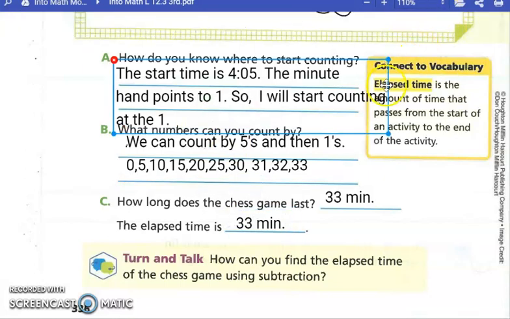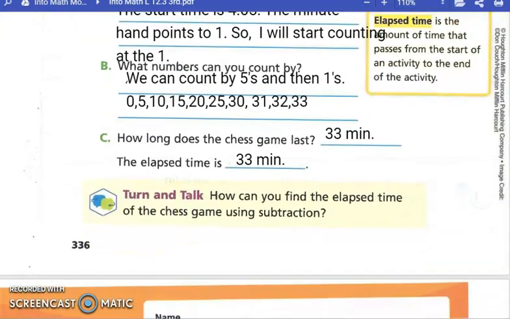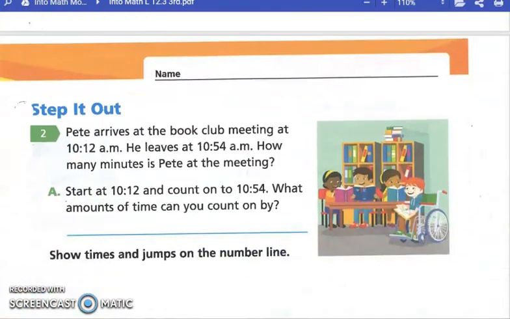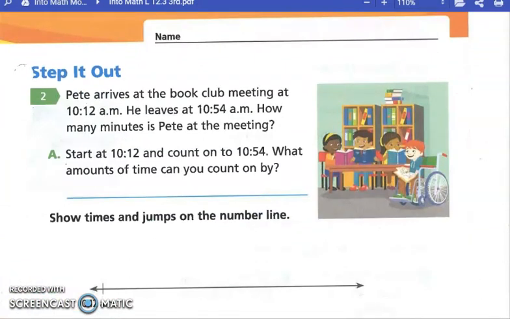Let's read our little box. It says elapsed time is the amount of time that passes from the start of an activity to the end. Now we're kind of running short on recording time, so we're going to go to the step it out. If you're at home, read this, and then come back and look for the answers.